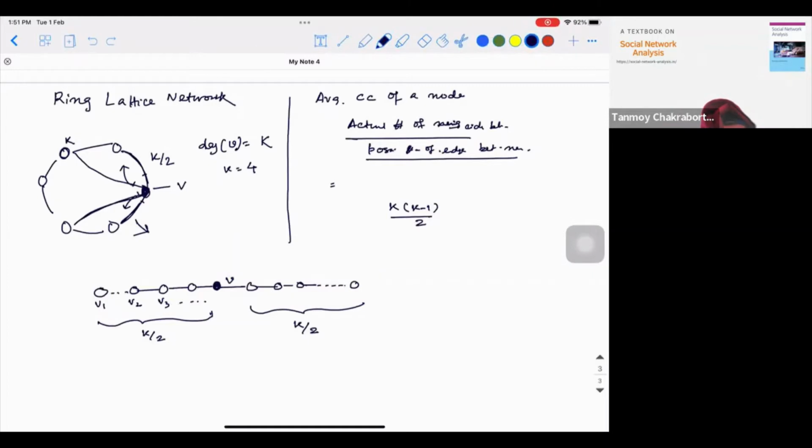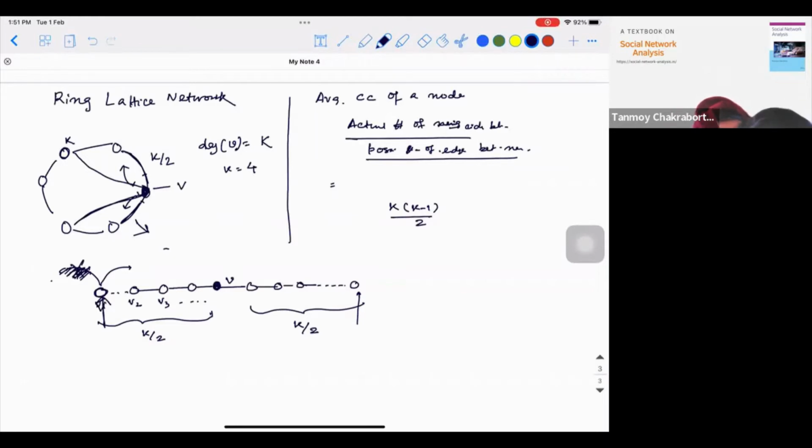Okay. Now V1 also has k by 2 connections in this side and k by 2 connections in this side. Okay. So these connections we are not interested in, because these connections are not part of V's degree, right? Because this is the last vertex. Okay, this is the last neighbor in the left side of V, and this is the last neighbor in the right side of V. Okay, so we are only interested in edges among these particular nodes. So let's look at it, right?